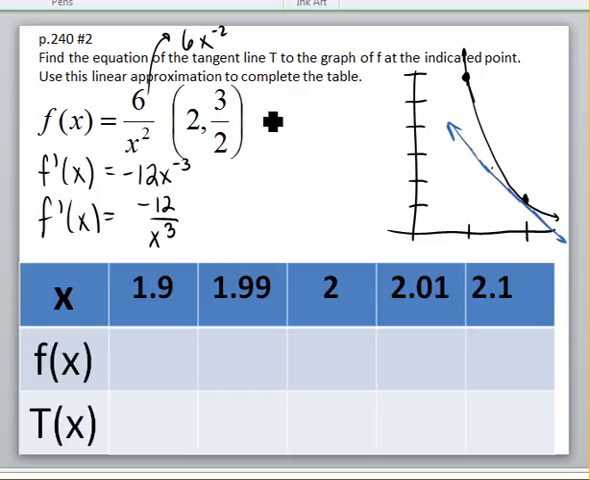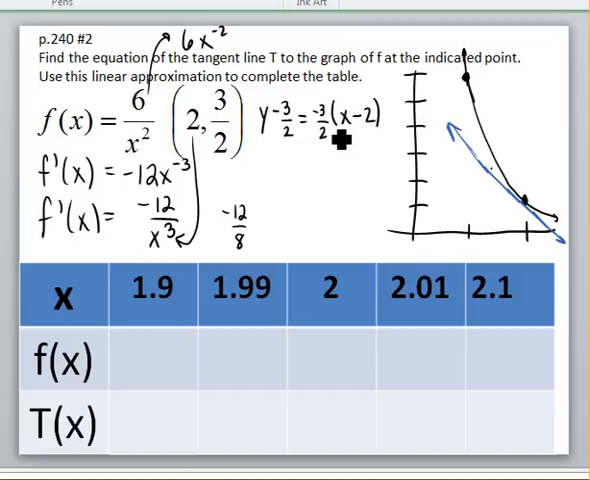So my tangent line to the curve will be y equals, or let me change that a bit. Let's put it in point slope form. y minus 3/2 equals, I'll go back and fill my slope in a minute, x minus 2. The slope is figured out by plugging in my 2 right here. The slope at 2 will be negative 12/8. Negative 12/8 reduces to negative 3/2.